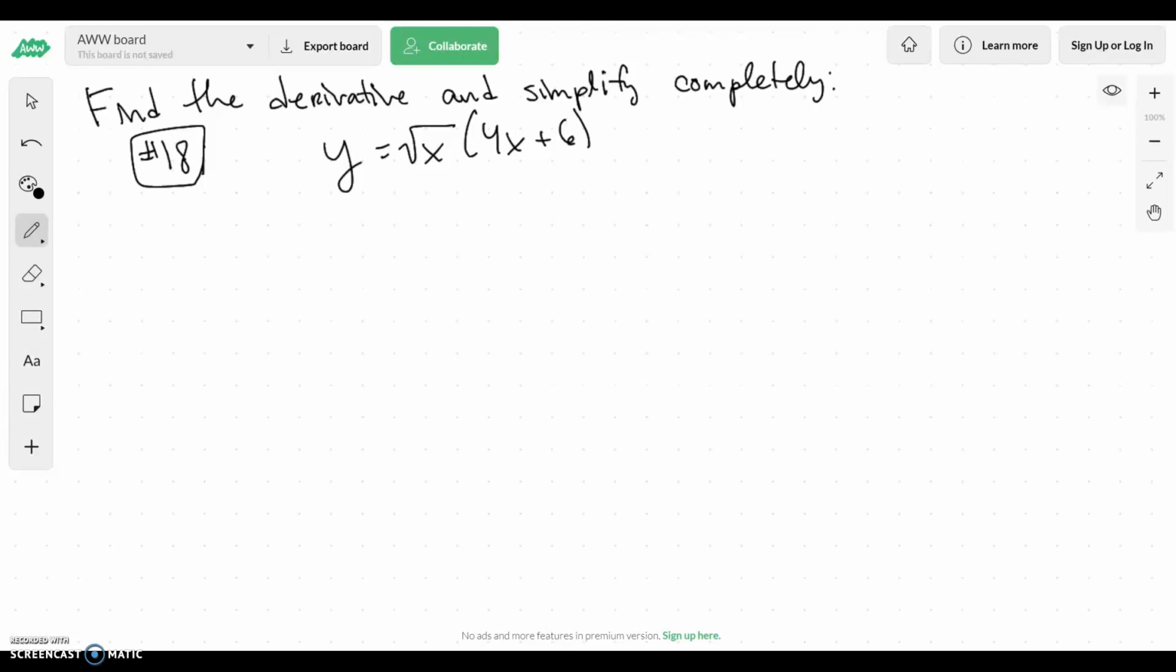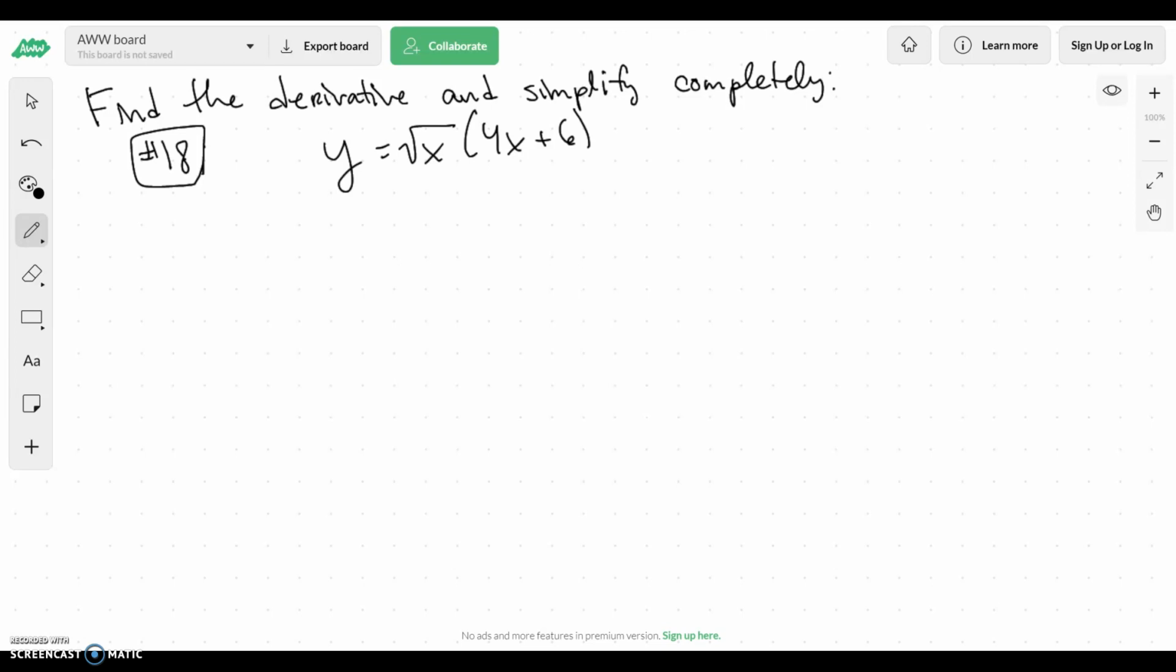All right, so this is going to be a WebAssign problem, and this is actually number 18 on your homework set. So what we want to do is find the derivative and simplify completely. Now, for many of you, the numbers may be changed, but it's approximately around the same thing. The first thing I realized is that there are two different products that are being multiplied together.